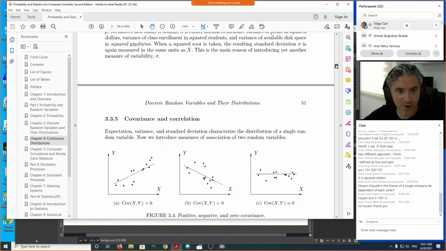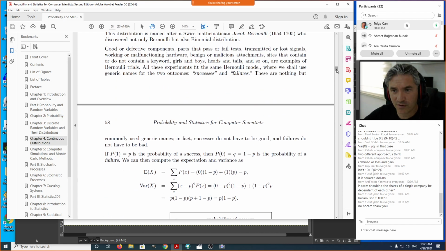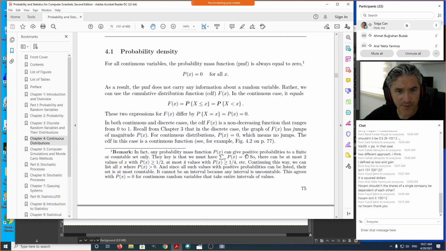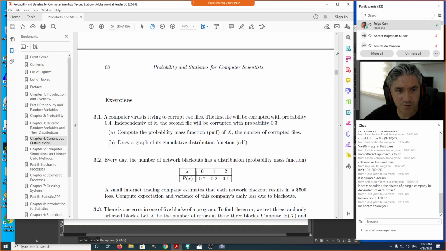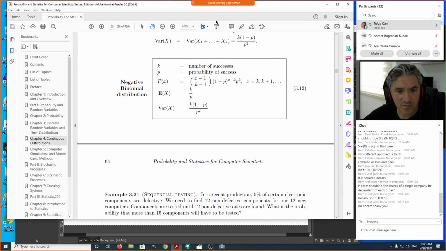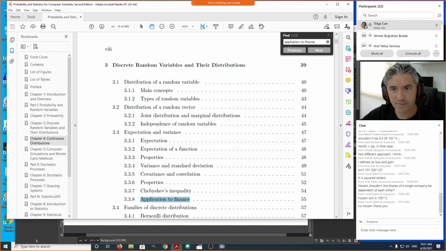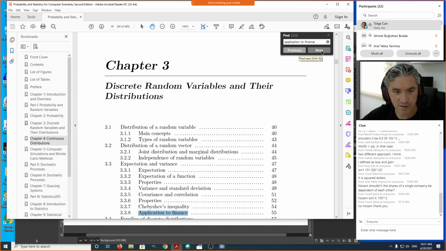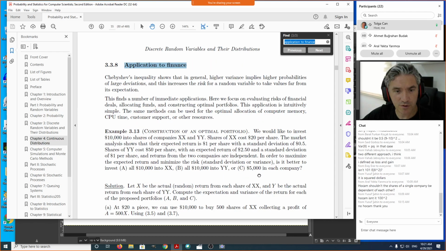Actually, this is 3.8. Let's take a look at this, or it was 3.3. Let me see what this application to finance is about. It's just before families of discrete distributions.